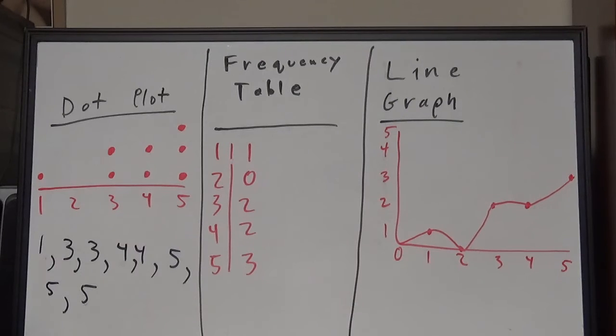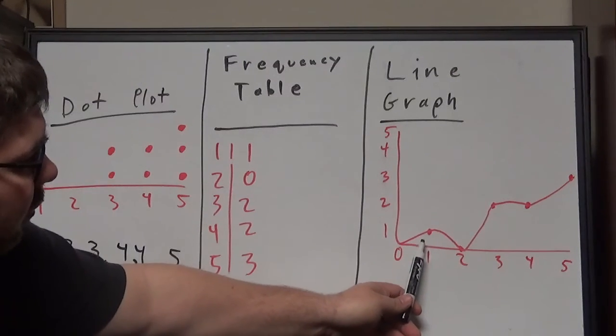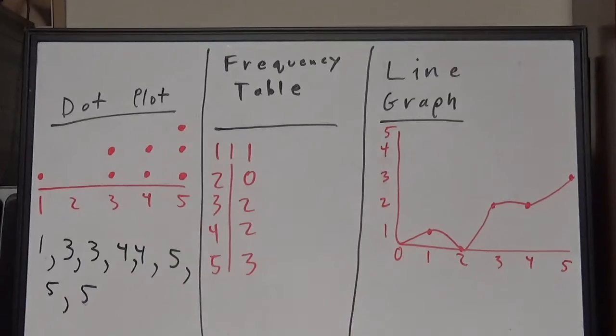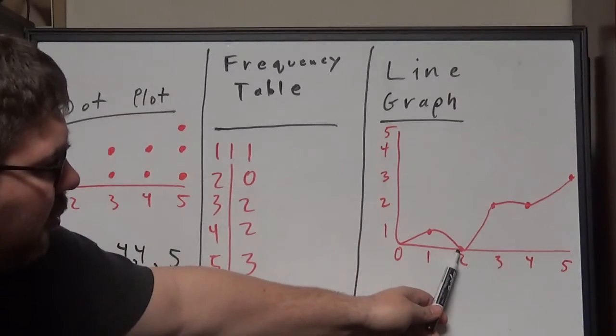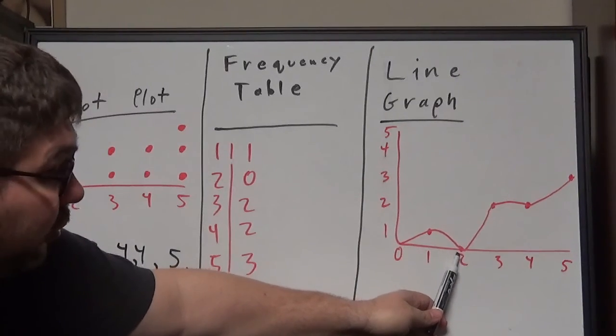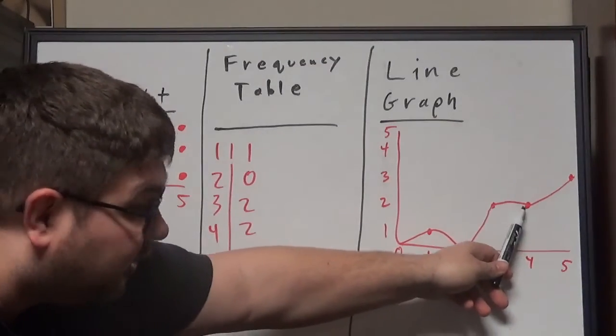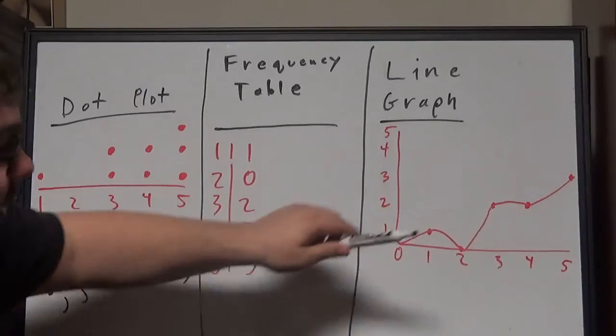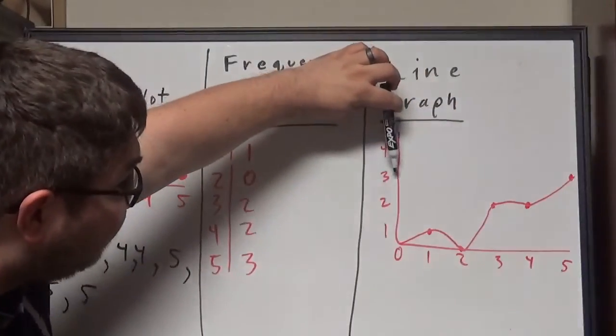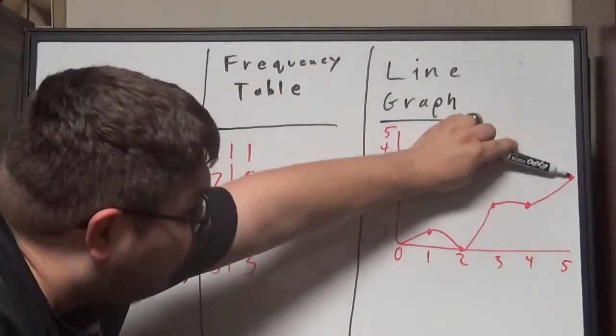Last one that's up right now is the line graph. You can see it's the same numbers. So I started at 0 because there are no zeros, so it starts at 0, 0. Then we have 1 shows up 1 time. 2 is down at 0. There are no 2's. There are 2 3's and 2 4's, so this line should be flat. And then there are 3 5's, so it goes up.